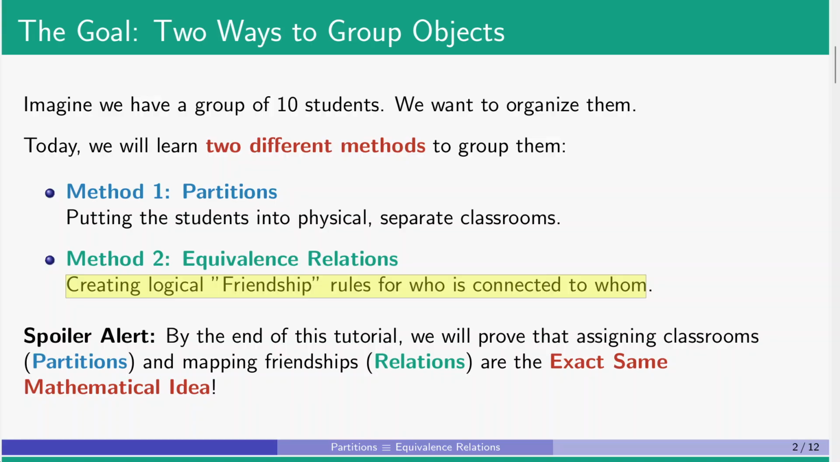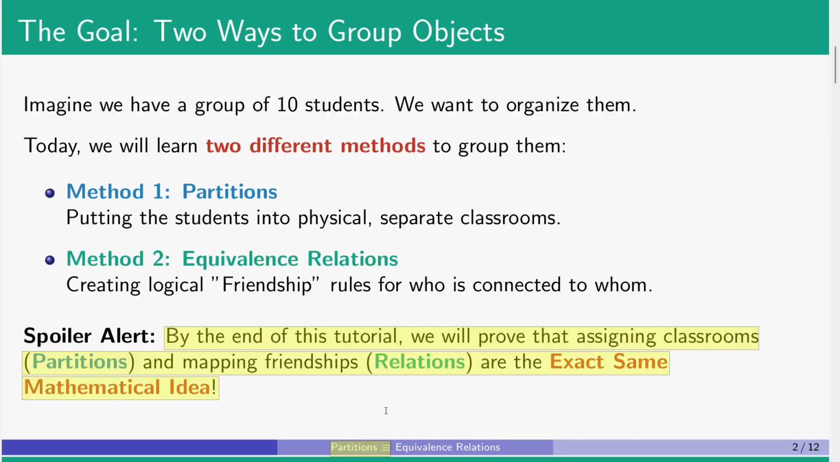Now, here is the spoiler, and I want you to hold on to this thought for the entire video. By the time we finish today, we are going to prove, step by step, that these two methods, assigning students to classrooms using partitions and mapping out friendships using relations, are not just similar. They are the exact same mathematical idea. They are two different languages that say precisely the same thing. That is the beautiful surprise waiting for you at the end.